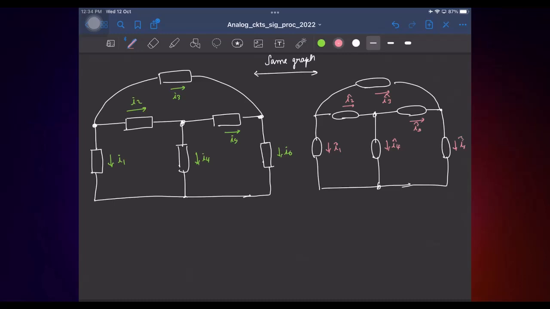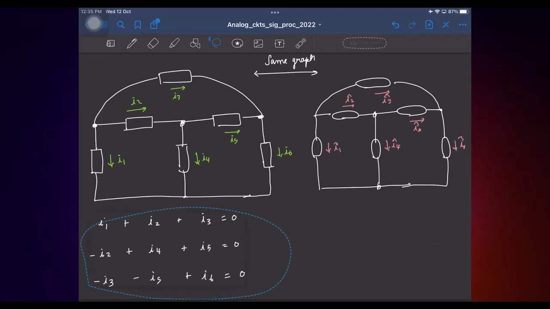Okay. So now if I apply KCL at this leftmost node, assuming this is the reference node, what is the equation you'll have? So I1 plus I2 plus I3 equals 0. If I do it at the middle node here, what do I get? Minus I2 plus I4 plus I3 equals 0. Here what do you get? You have minus I3 minus I5 plus I6 equals 0.